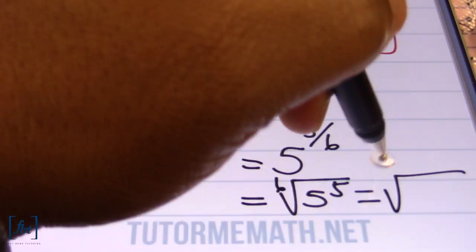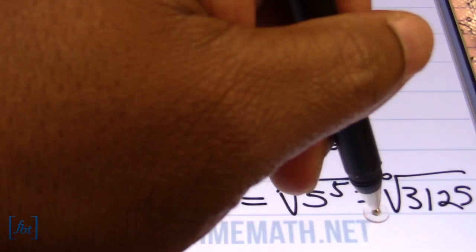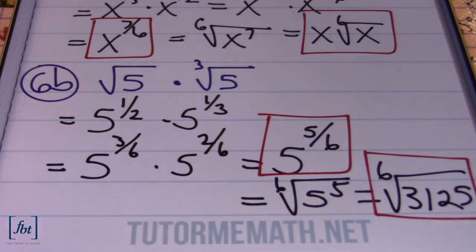3,125. Yeah, it is 3,125. How did I know that? That's crazy. All right, so there you go. I'm red boxing it. And it all depends on what your teacher prefers, so ask to find out. All right. There you go. That's 6B. Next problem.